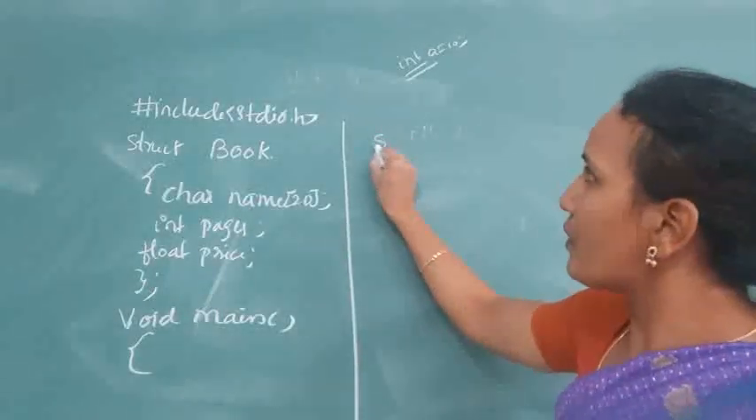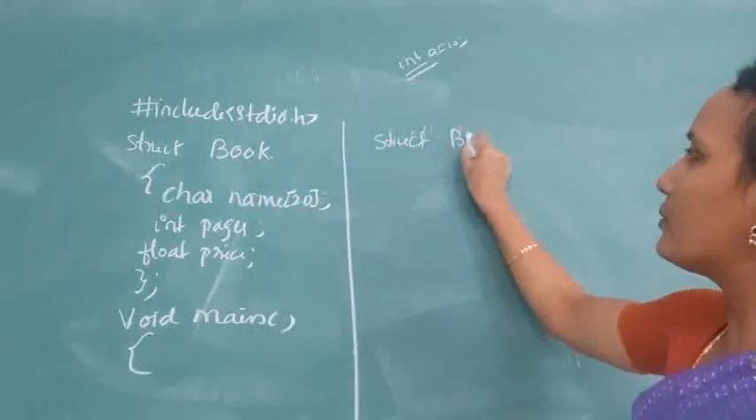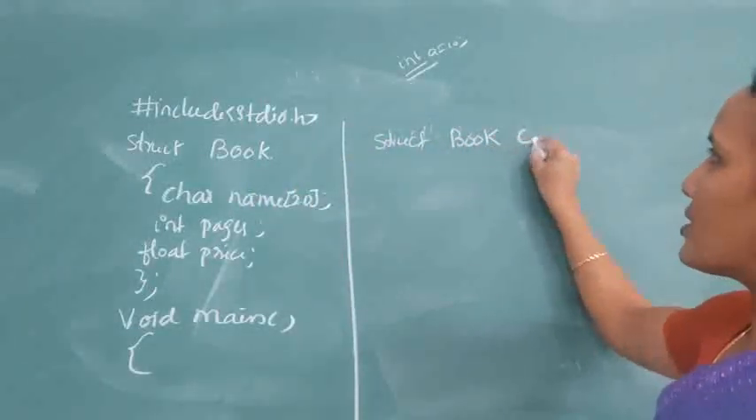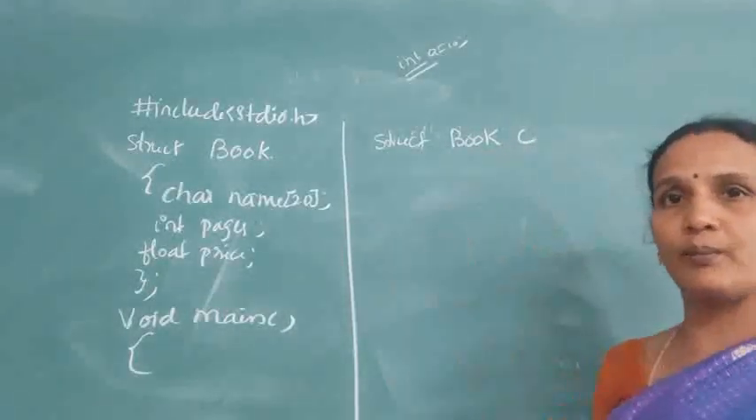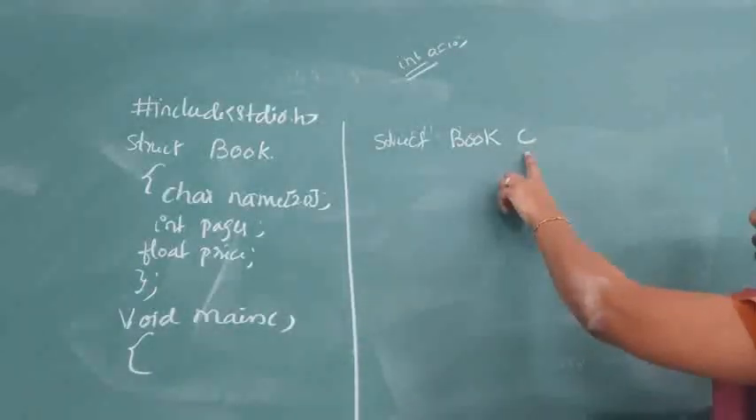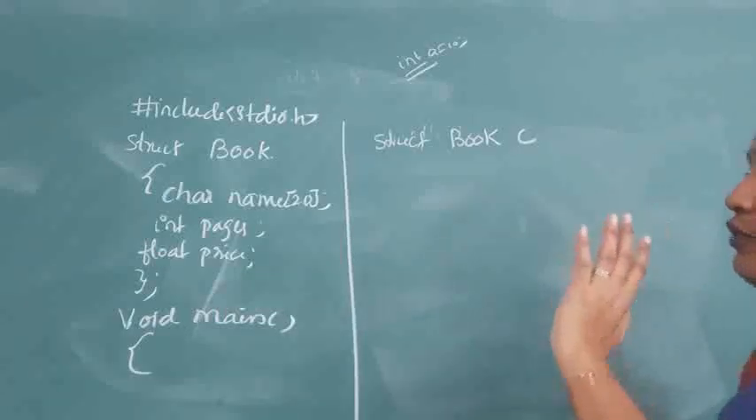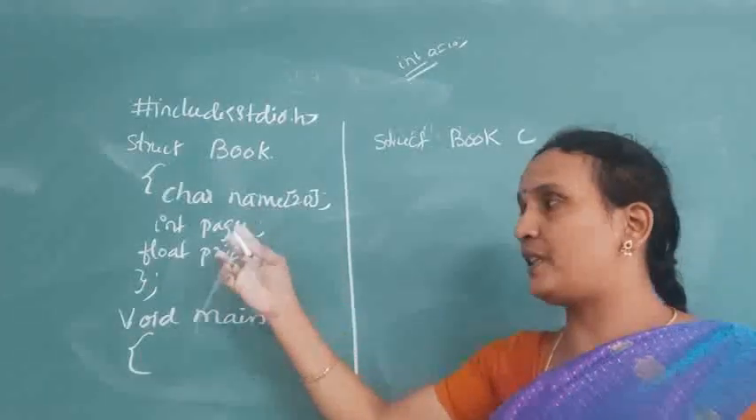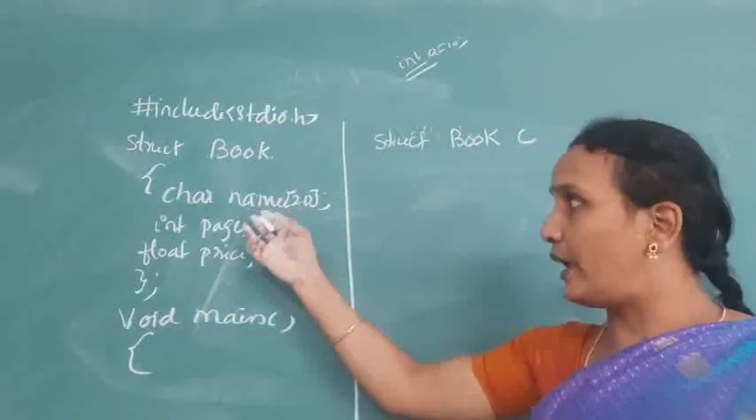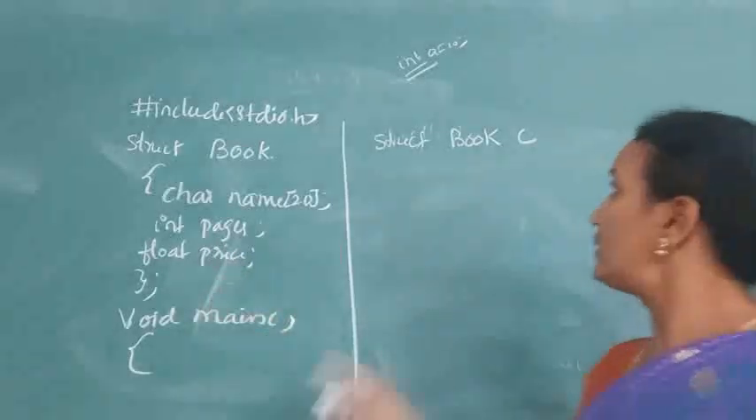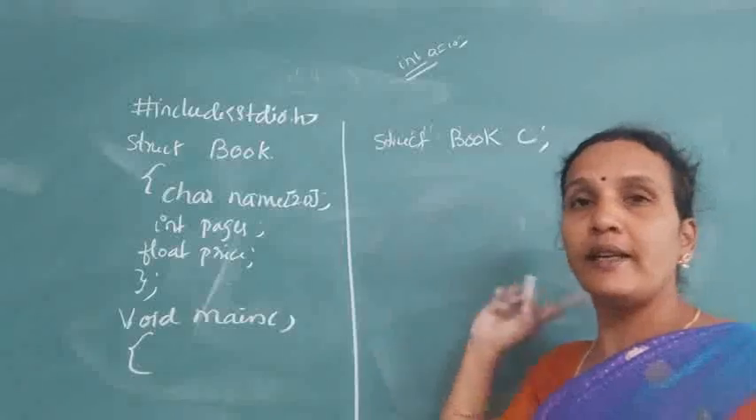Okay. Struct. What is the structure name? Book. C. So C is a variable of structure book. Meaning C has all the members. C is a variable which holds the information of name, pages and price. Okay, about C, what do we need to store? Name, pages and price. Over C. Understood? This is a declaration.